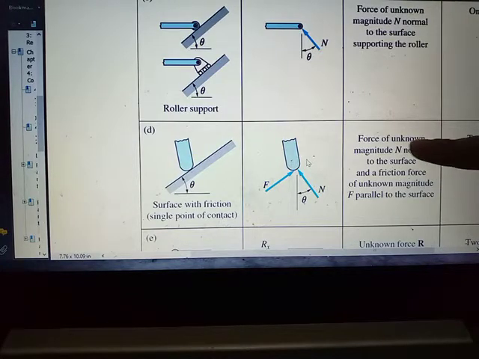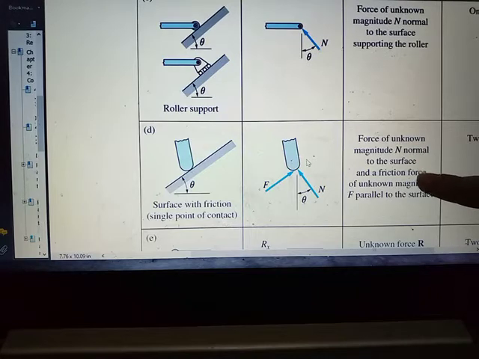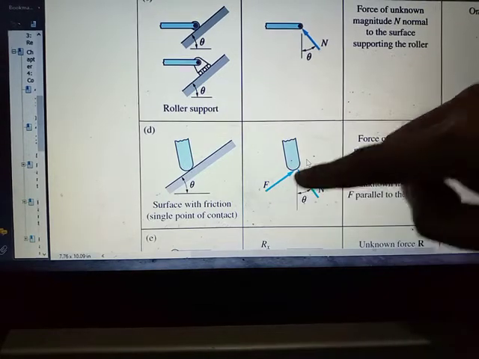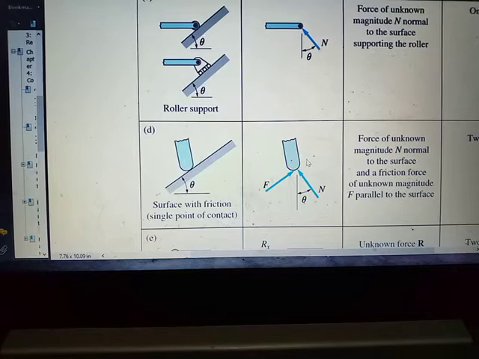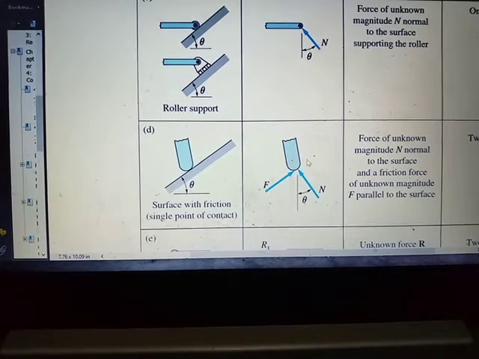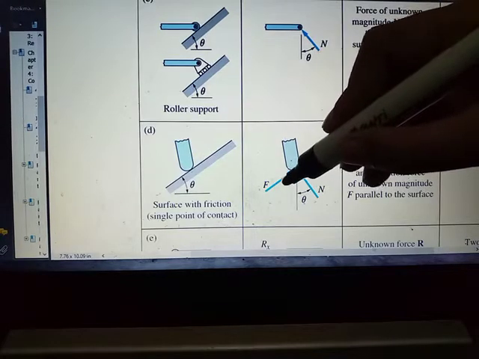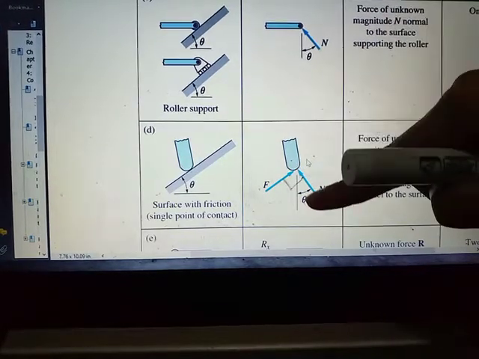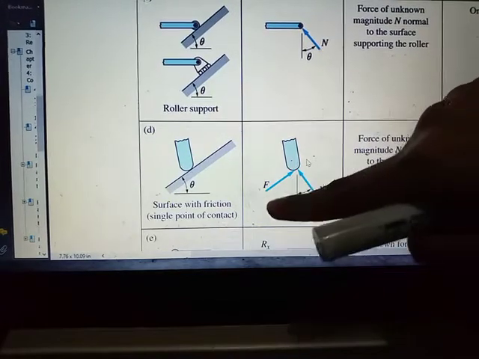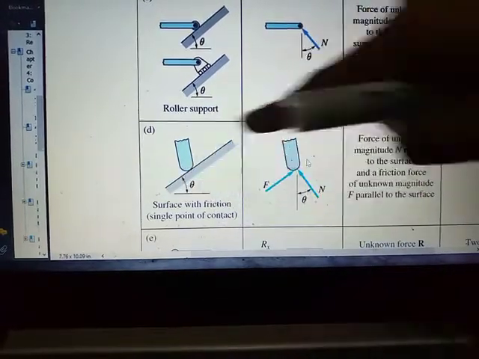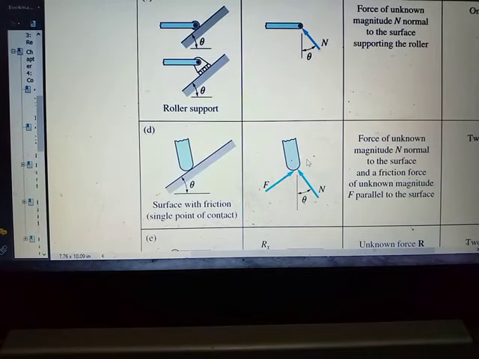Force of unknown magnitude N, normal to the surface, and friction force, of unknown magnitude F, parallel to the surface. So this F is parallel to the surface, and this N is normal to the surface. Another term for normal is perpendicular to the surface. So F and N should form 90 degrees between them. F runs along the surface, while N is perpendicular to the surface.